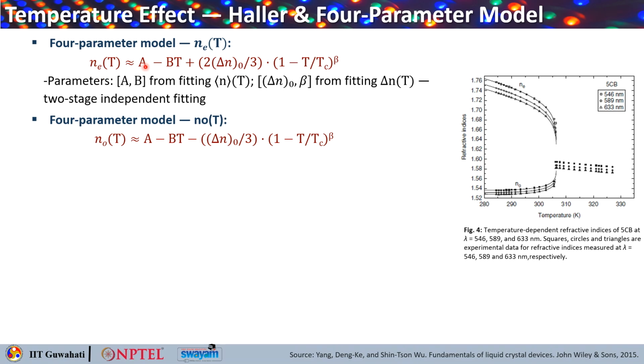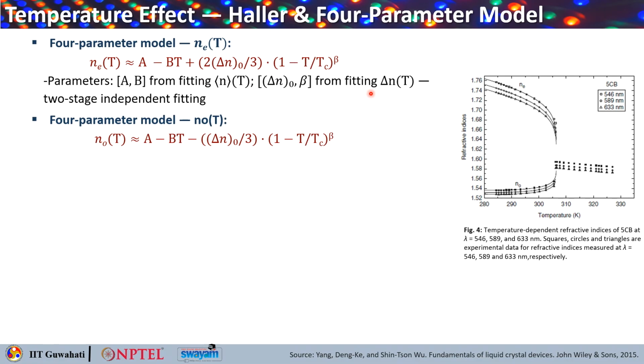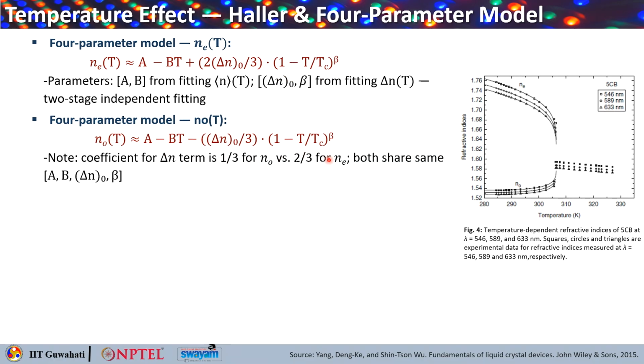So you can write N_E equals A minus BT, and then you can add these terms. A and B are basically from the fitting of the average refractive index as a function of temperature, and then you have this 2 delta N naught by 3, and then you have the temperature coefficient term. These terms are basically coming from the fitting of delta N(T). So this is a 2-stage independent fitting. In the case of the 4-parameter model, N_O looks like this. The difference here is that instead of 2 you have delta N naught by 3, and then you have the same temperature coefficient.